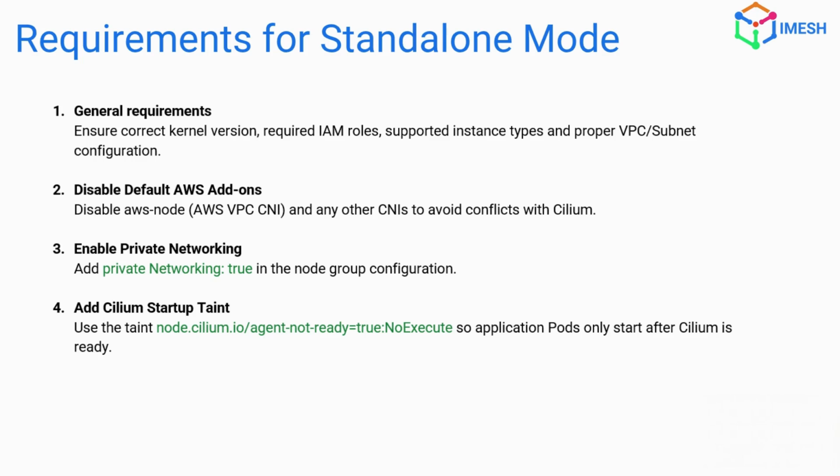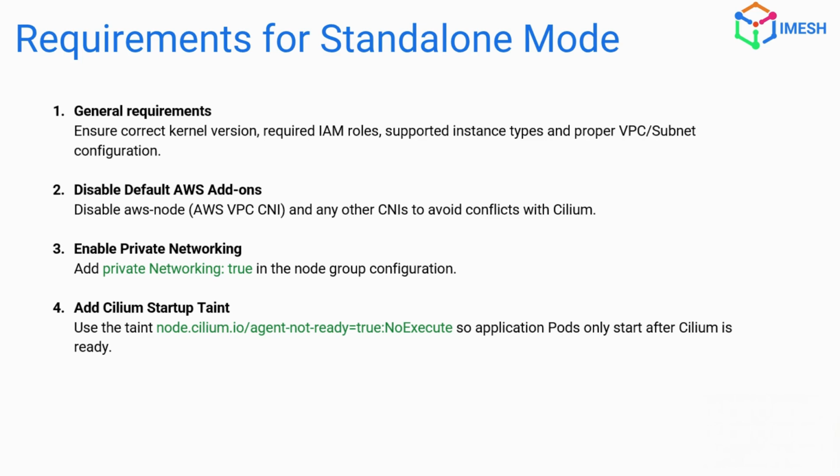Second, and most importantly, we must disable default AWS add-ons. We specifically need to disable AWS Node, which is the default AWS VPC CNI. Since Cilium will act as the sole CNI for our cluster, we must remove the default one to completely avoid any conflicts. Third is enabling private networking. We need to set private networking to true in our node group configuration. This is critical because without it, we have seen Cilium connectivity tests fail due to reachability issues.